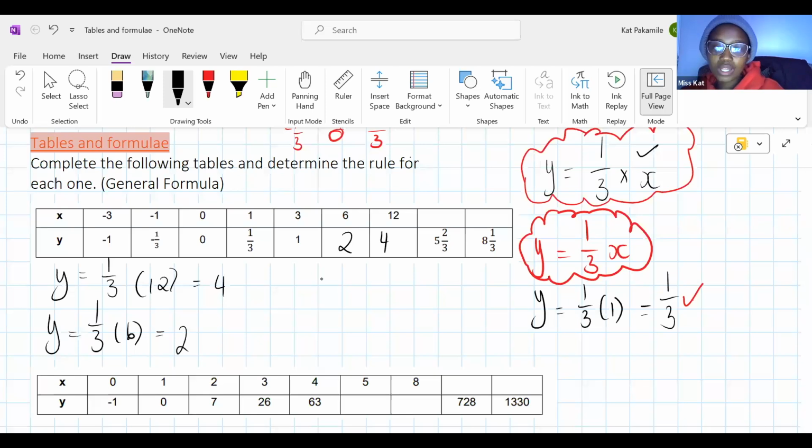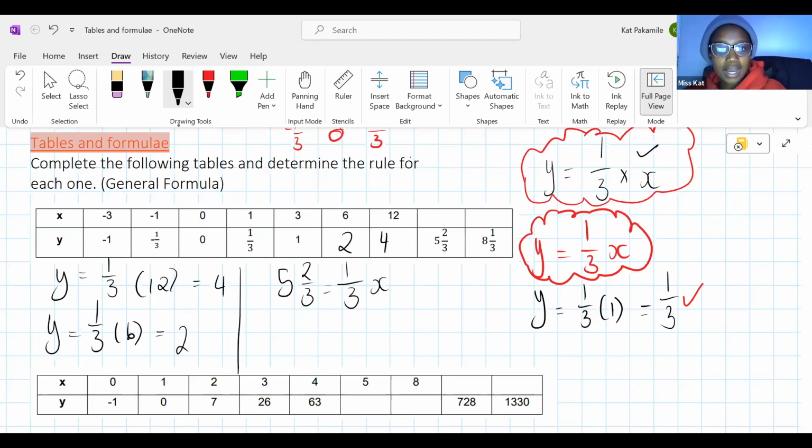And then look at this one. Look at 5 2/3. Is this your input or your output according to your table? Output. So instead of substituting that by x, where are we going to substitute it? By y. So you're going to say 5 2/3 is equal to 1/3 times x, and then we solve for x. Do you see? Yes, ma'am. I'm glad if you see it now. Thank you, ma'am. You're welcome.